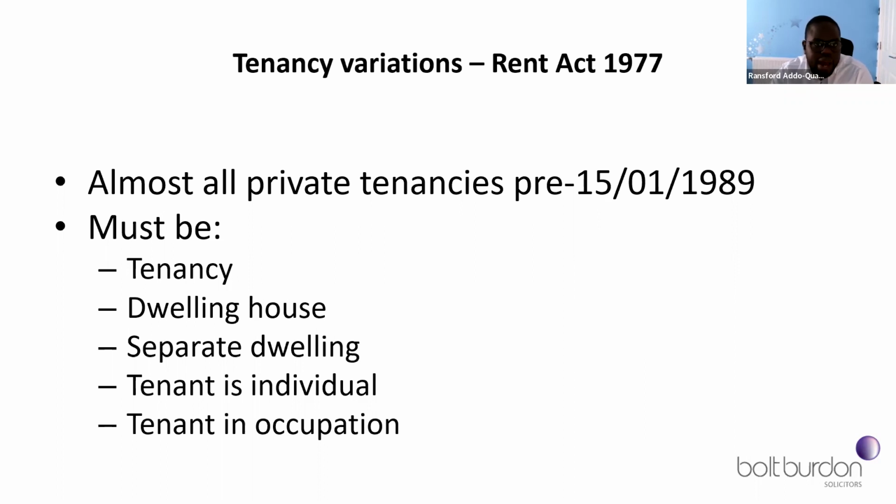But in order to have a Rent Act tenancy, there must be a tenancy of a dwelling house in a separate dwelling, i.e. not sharing commodities, utilities with the landlord. The tenant must be an individual and must be in occupation of the property. Now, Rent Act tenancies come with things like security of tenure, and succession rights once the original tenant passes away, or if they were to pass away.